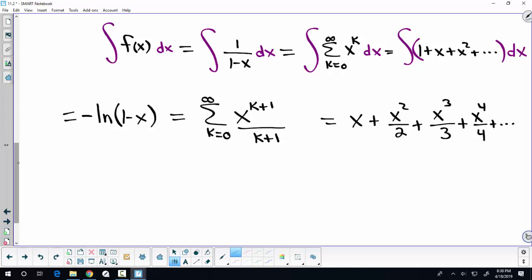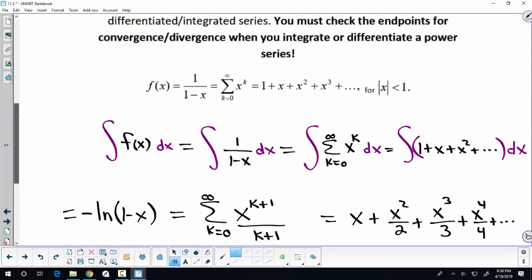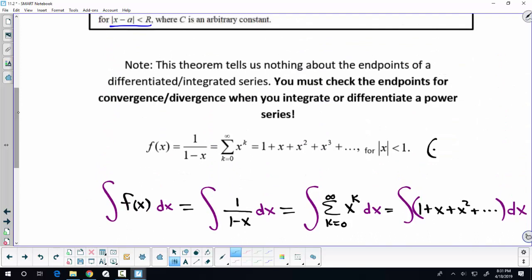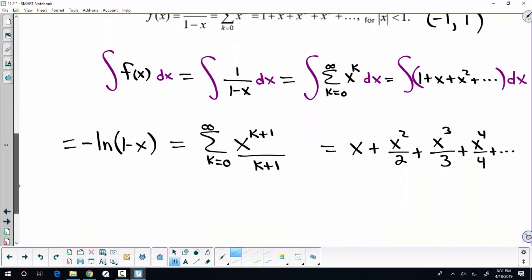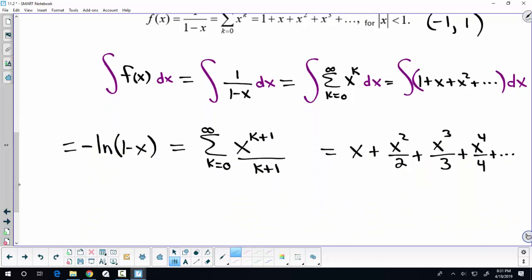Remember, the original series converged for the absolute value of x less than 1, meaning that the interval of convergence for the given geometric series was -1 to 1. So then we've got to ask, does the negative ln of 1 minus x, which is this series, still converge for those values?